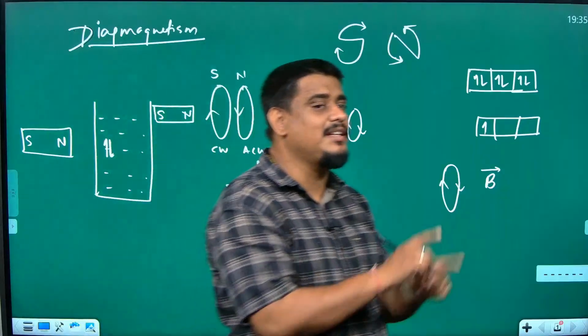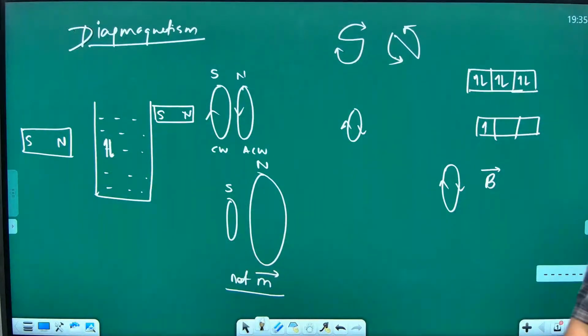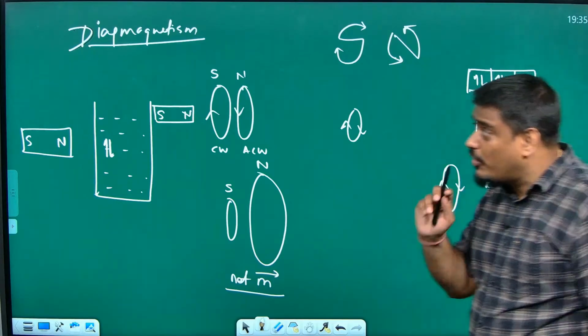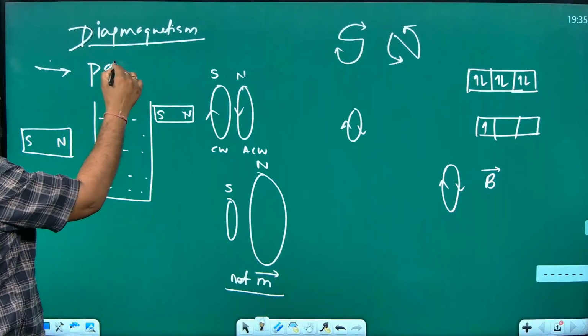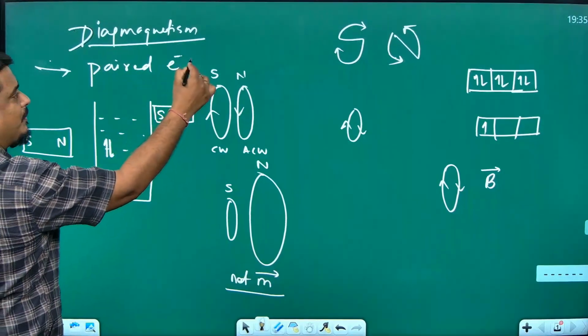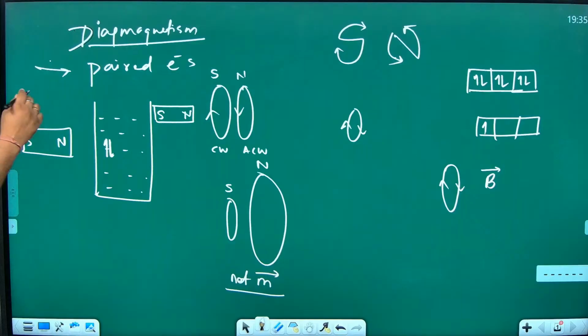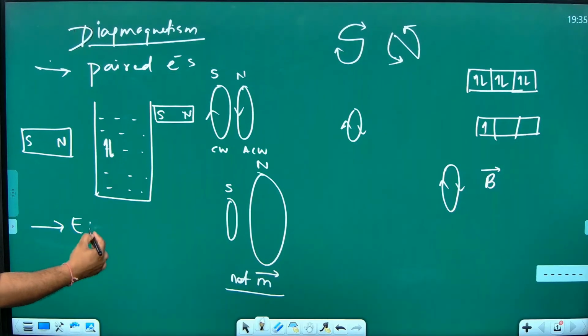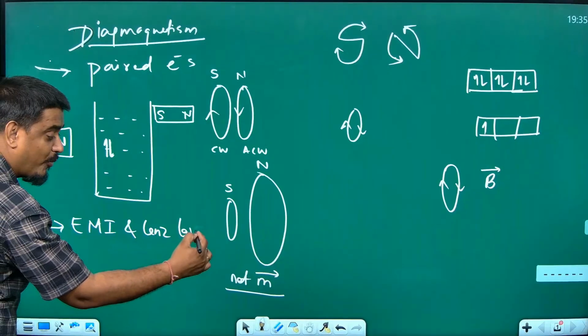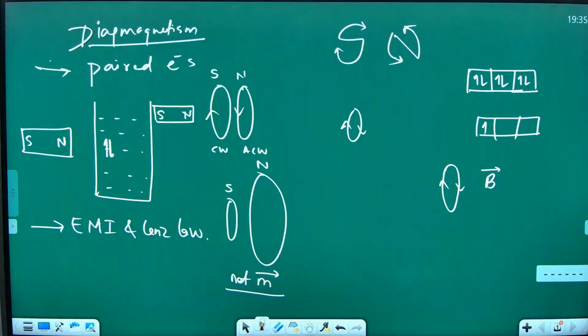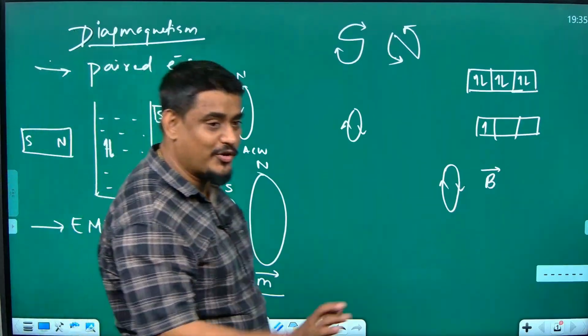This phenomenon is known as diamagnetism. Whatever I told now, you will not find in many books about diamagnetism. So understand the concept of diamagnetism. What will they talk about diamagnetism in books? Diamagnetism is shown by atoms with paired electrons. The cause of diamagnetism is electromagnetic induction and Lenz's law. But how? Nobody will tell you. I try to tell you. I don't know how much you understood it.